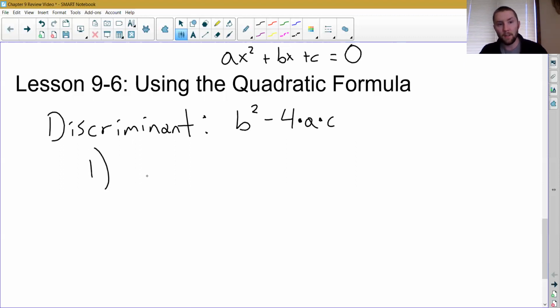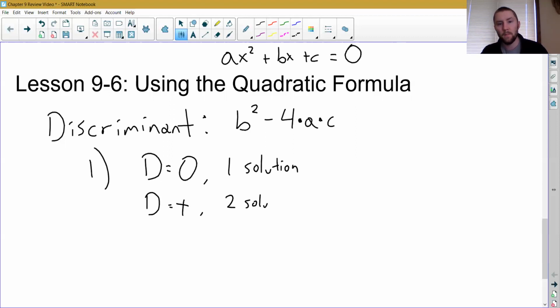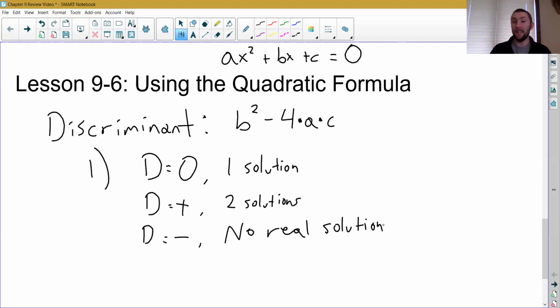Number one, if the discriminant is 0, then there's one solution. If the discriminant equals a positive number, then there are 2 solutions. And if the discriminant equals a negative number, then there is no real solution. Okay, so that's the first thing that it tells us.